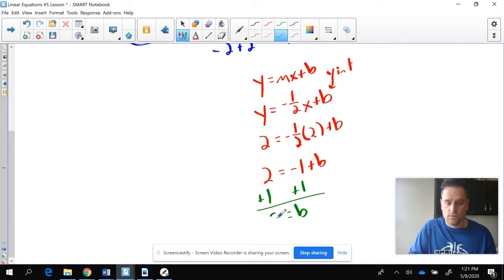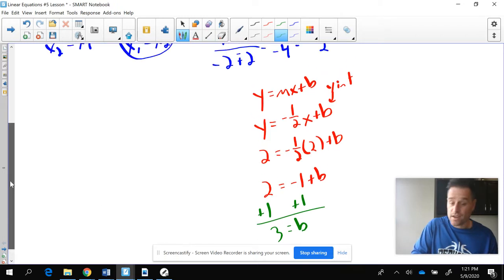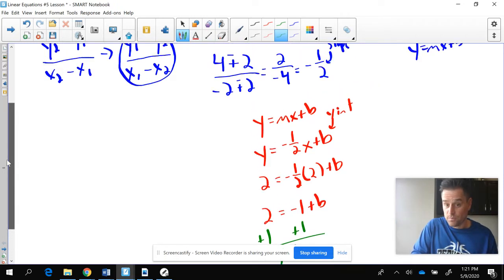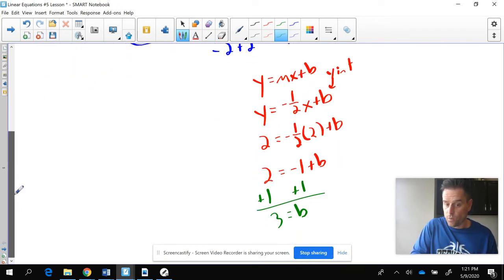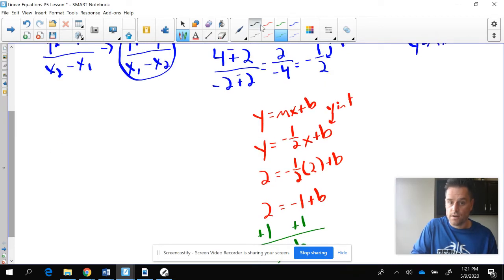And b equals 3. And guys, we're not going to circle that either because that's not our answer, but we have our slope, we have our y-intercept, and now we can put our equation in slope-intercept form. y equals -1/2 x plus 3.